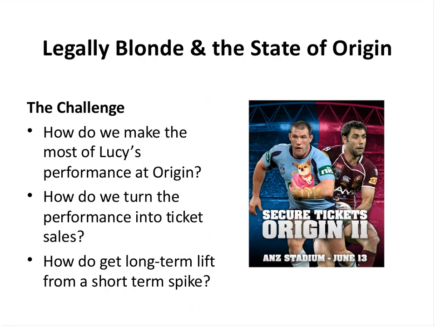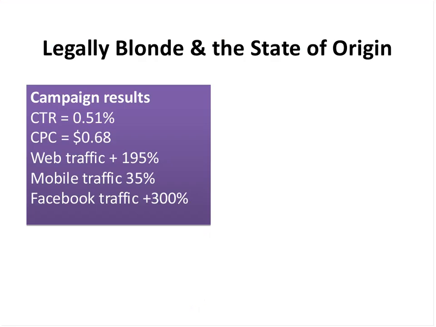So talking about publicity, here's one recent example: Legally Blonde and the State of Origin. The challenge for us was to make the most of Lucy's performance at the State of Origin. Lucy Durack, the star of Legally Blonde, was singing the anthem at the State of Origin. How do we turn that performance into ticket sales? And how do we get long-term lift out of a very short-term spike?